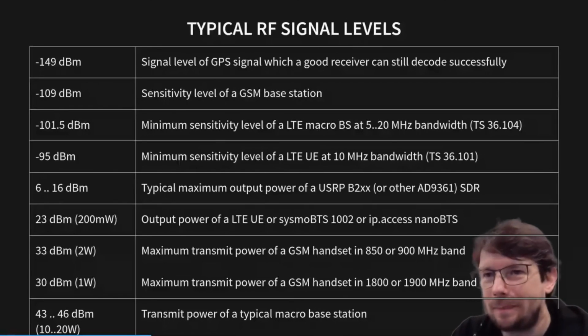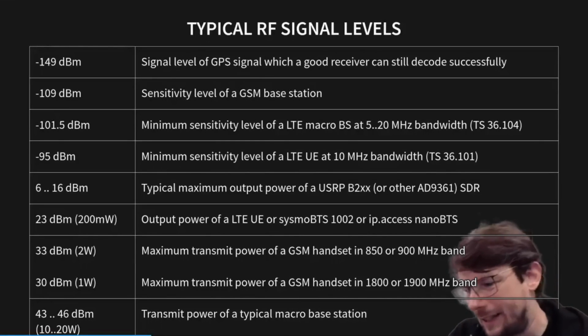23 dBm, which is, as you can see, 10 times as much power as 23 dBm, is the maximum transmit power of a GSM handset in the 850 or 900 megahertz band. Why is that relevant?